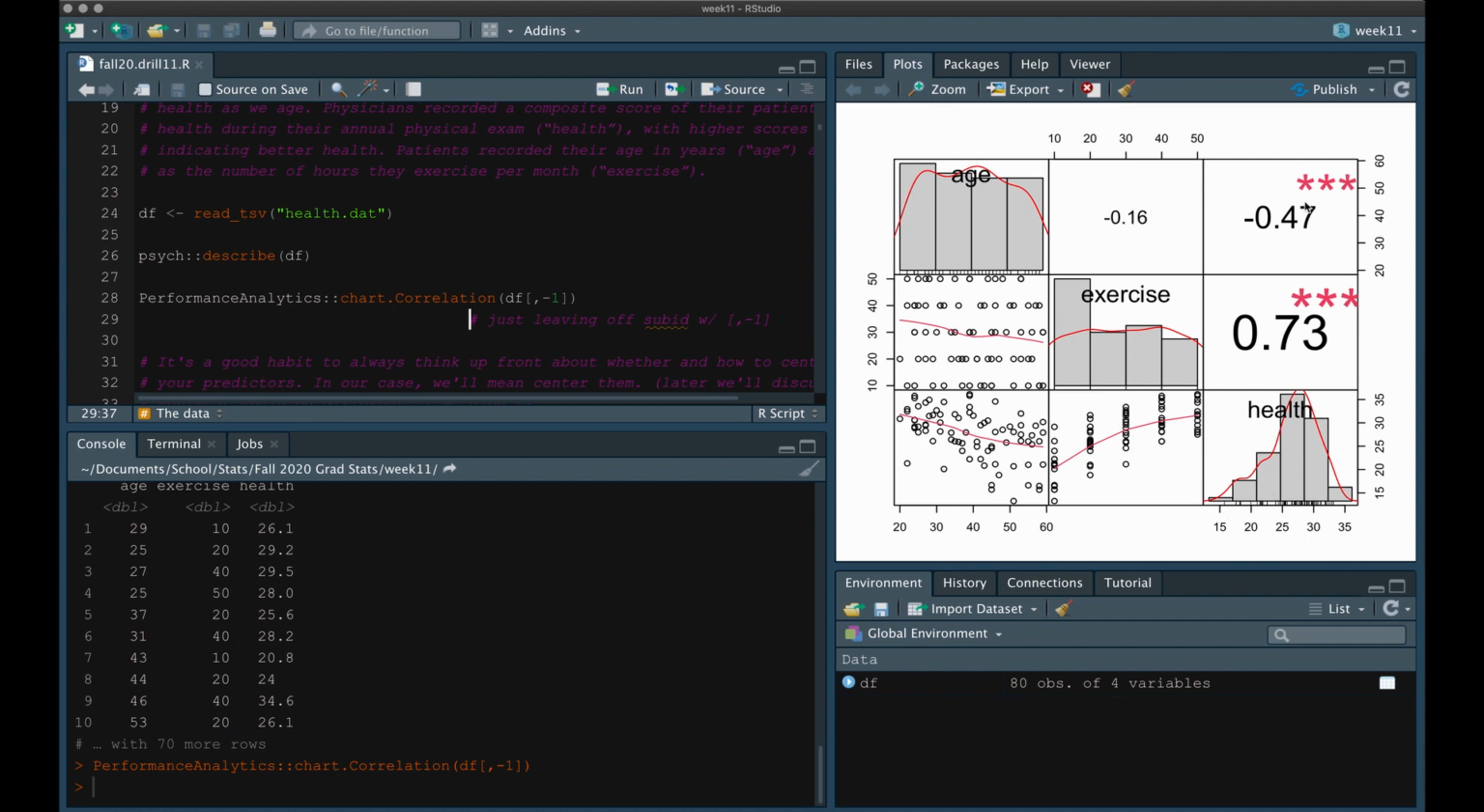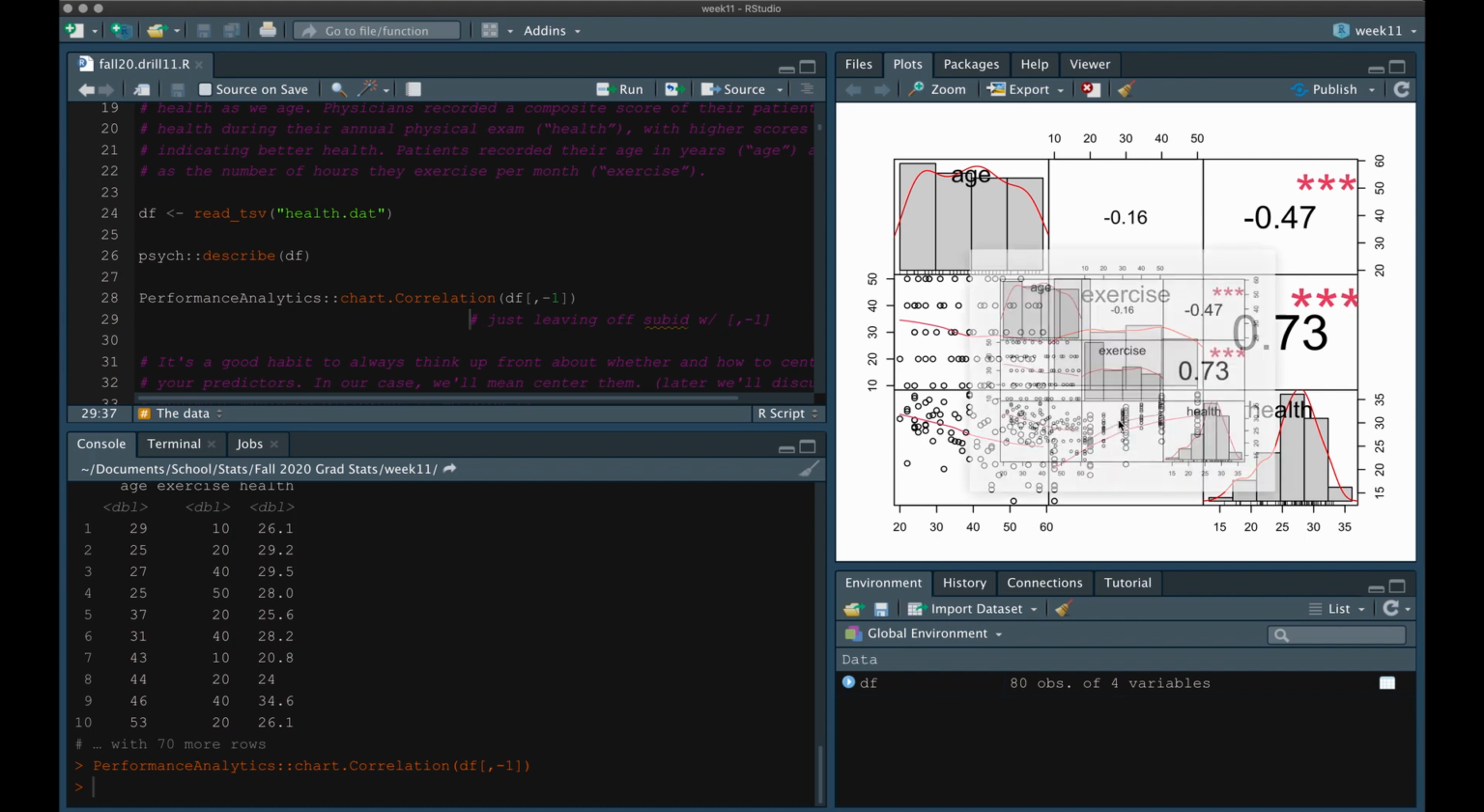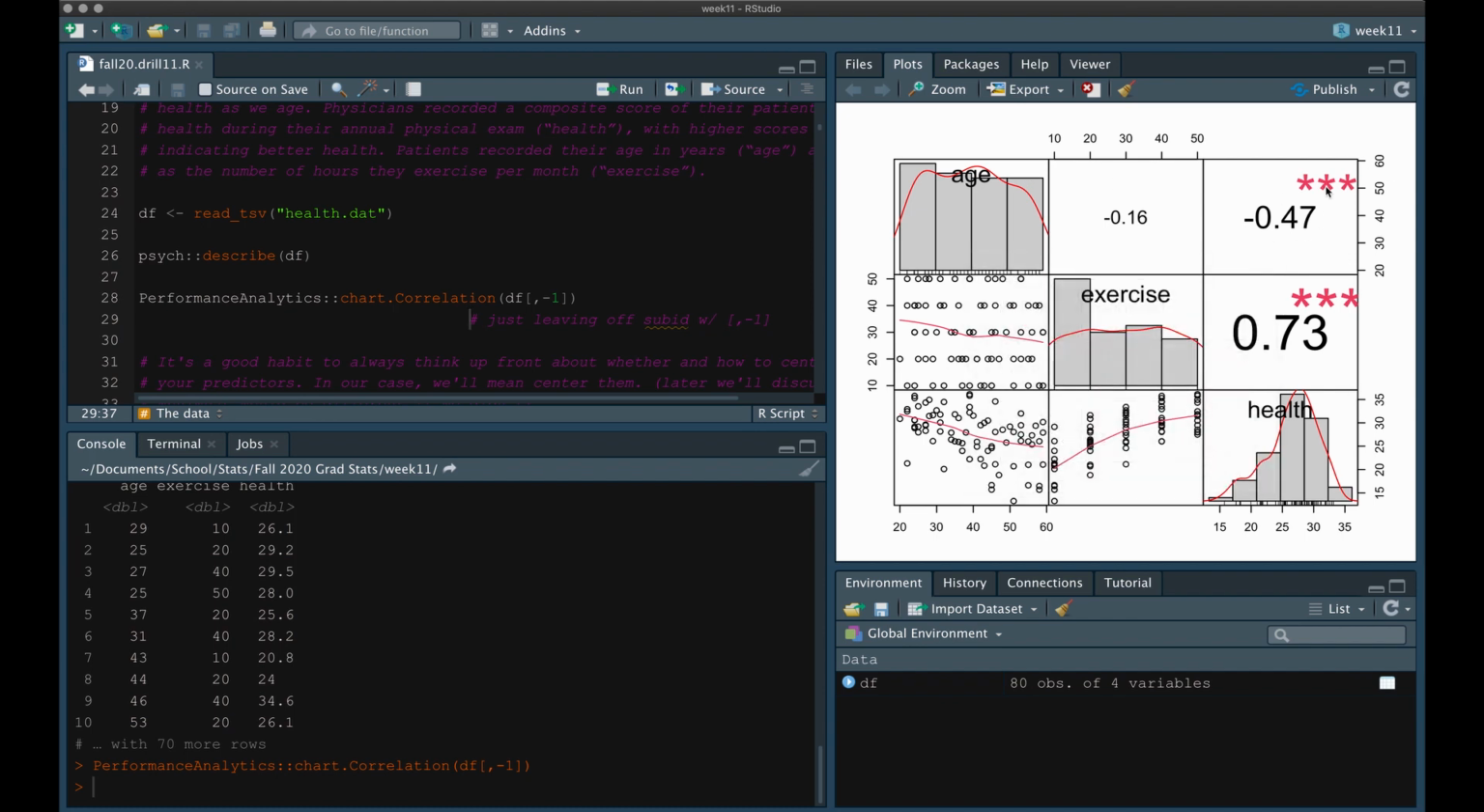On the top corners, we have our correlations. So this is negative 0.16, the correlation between age and exercise. Negative 0.47 is the correlation between health and age, and that is significant. And then 0.73 is the correlation between health and exercise, and that is also significant.